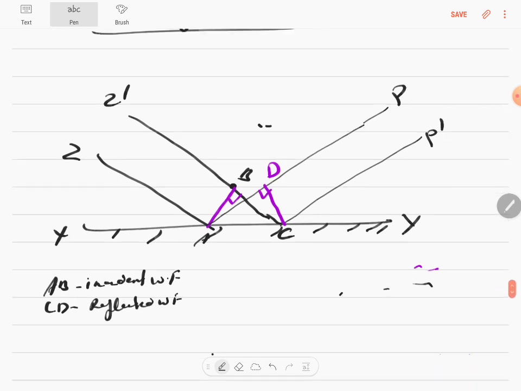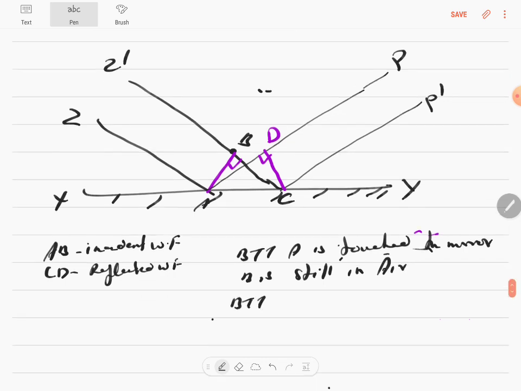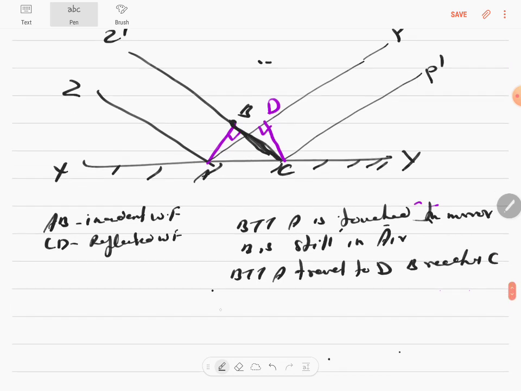From here, what you observe by the time, let me write, by the time A reaches and touches the mirror, B is still in air. Did you notice that B is still in air? By the time A travels to D, B reaches C. Therefore, you understand the time taken to travel AD is the same as the time taken to travel BC.